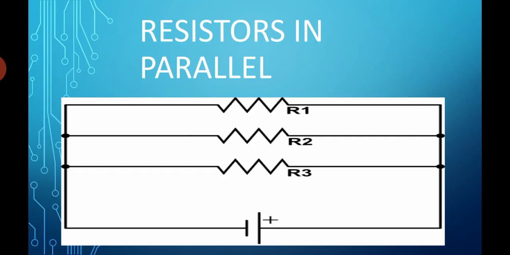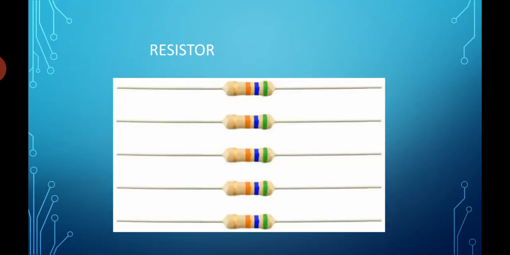These are some resistors connected in parallel, because in parallel each resistor is connected with another resistor at 2 points. So three resistors are connected here in parallel with a power supply, that is a DC supply. These are some resistors in front of you. This is how the resistance looks like practically.